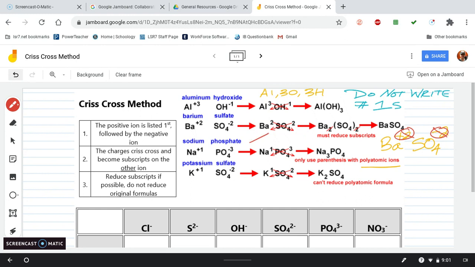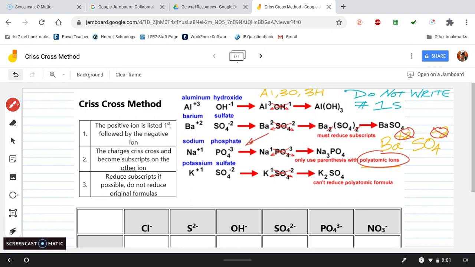This example here has the parentheses. So they're looking at the parentheses. So you can see that you use a parenthesis with the polyatomic ion. But to use a parenthesis, you have to actually give it a number. And so if you don't give it a number, it doesn't get a parenthesis.